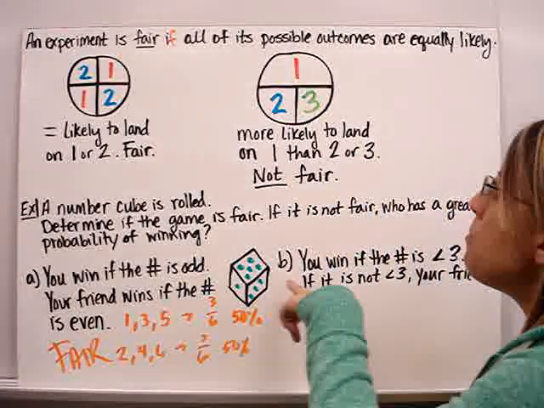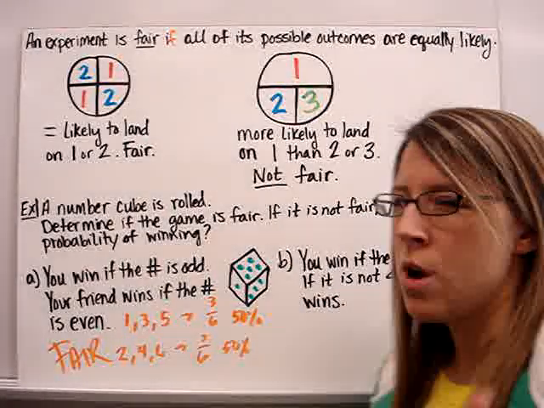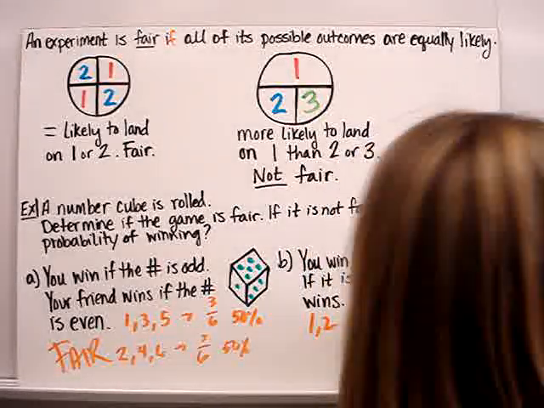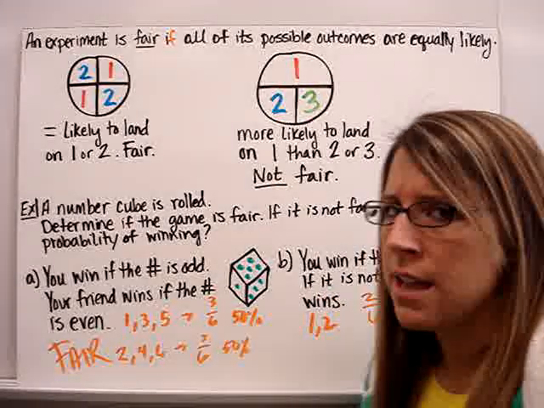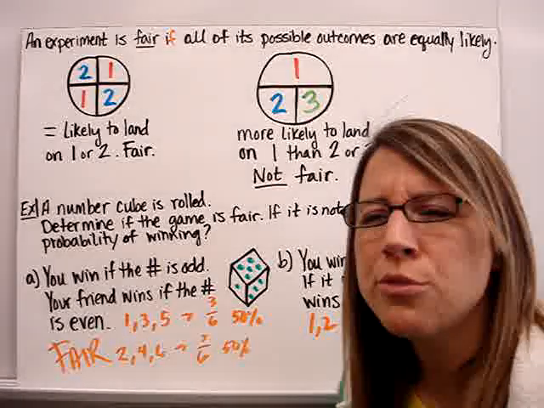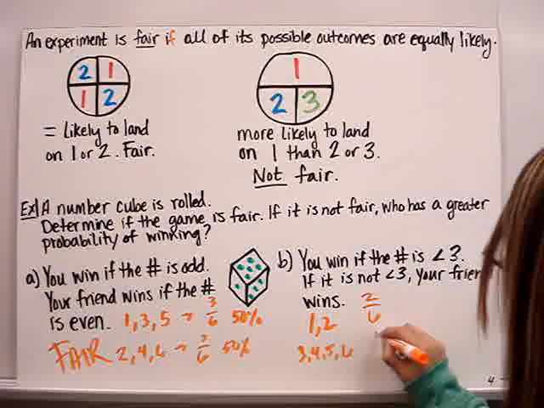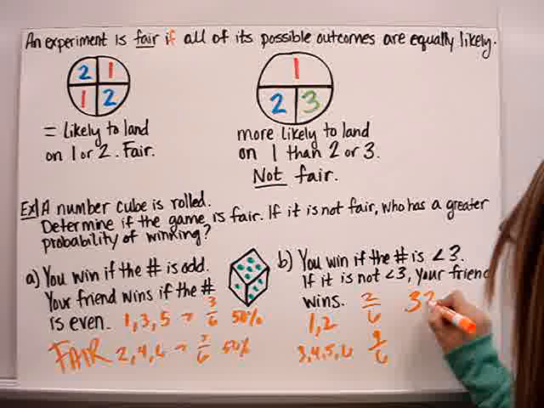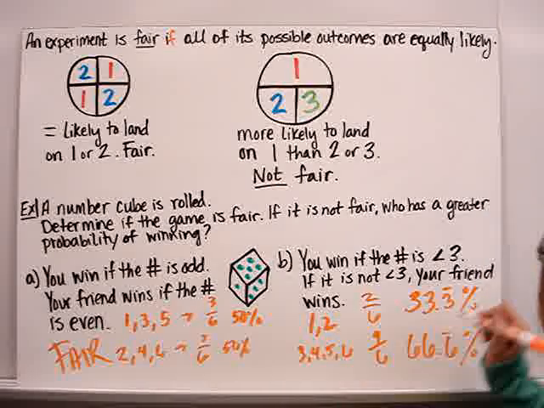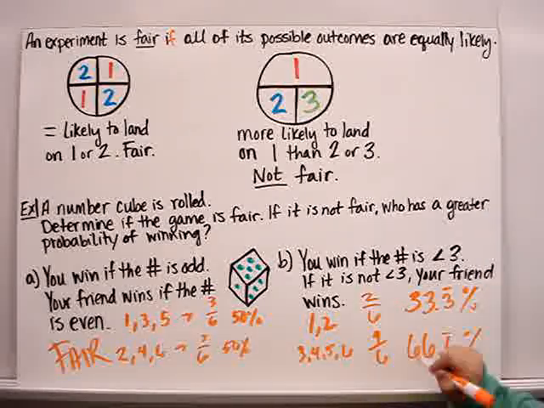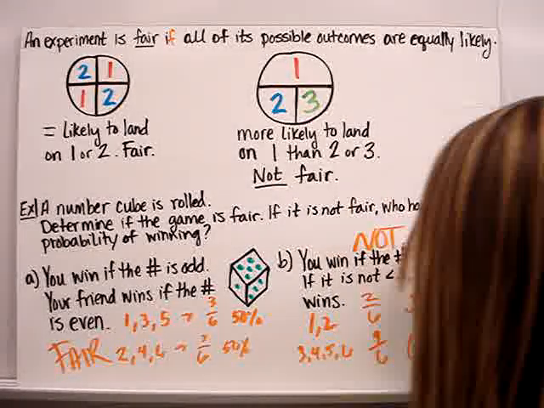Okay? Example B. You win if the number is less than 3. So 1 or 2. So that's 2 out of 6. If it is not less than 3, your friend wins. If it is not less than 3, so 3, 4, 5, and 6. So 4/6. Well, we know that this is 33 1/3%, and this is 66.6 repeating percent. You do not have an equal chance of winning here. These are not equally likely. So this is not fair. Okay?